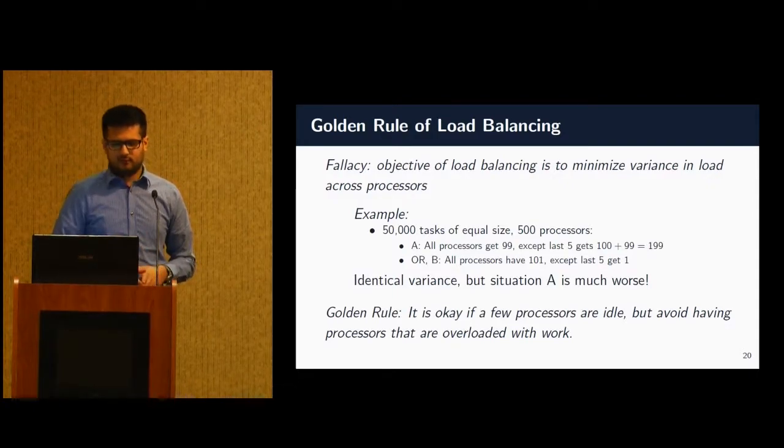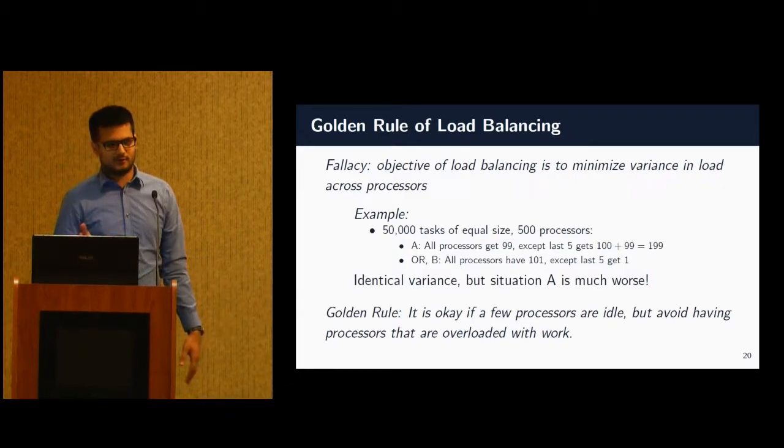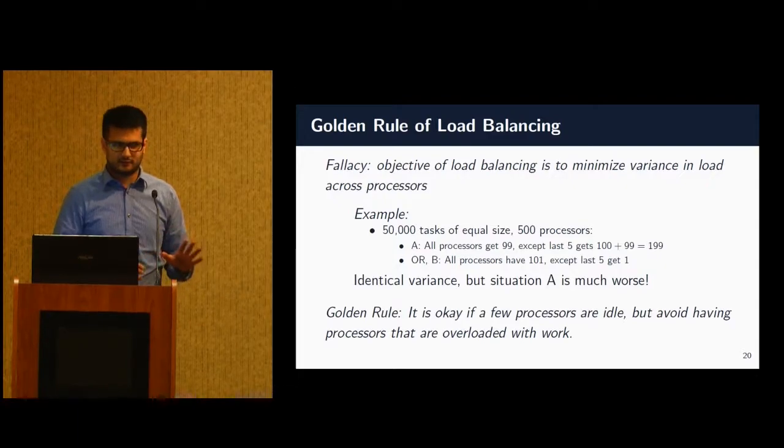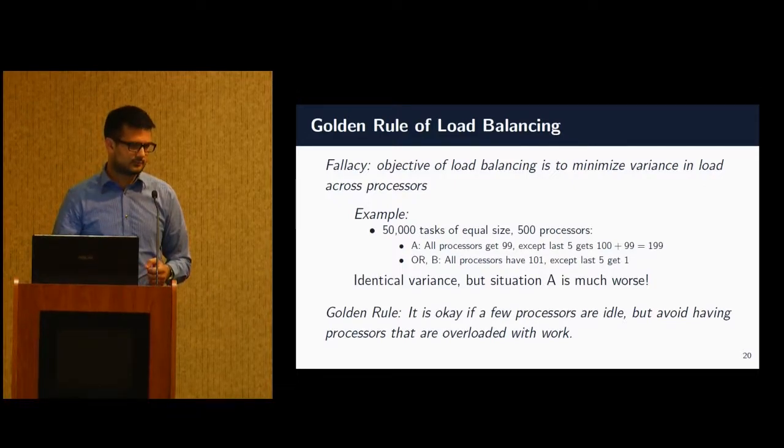As an example, if you have 50,000 tasks on 500 processors, and every task is the same exact size, in your distribution, if every processor gets 99, except for the last 5 that get 199, or if every processor gets 101 except the last 5 which only get 1, the variance is identical, but the maximum is much, much higher in situation A. So really what we want to do is avoid having processors that are overloaded with work. We want to minimize the maximum load. And it's okay if some processors are idle. We just want to make sure no one takes too long.